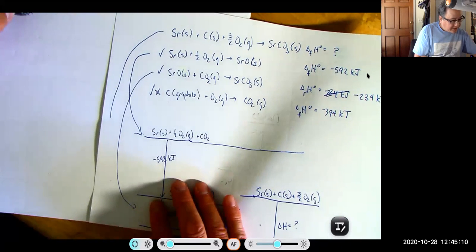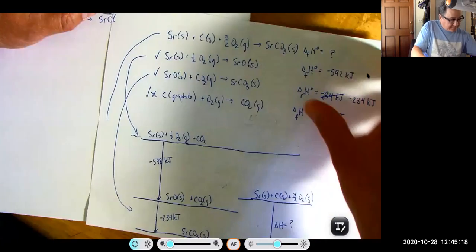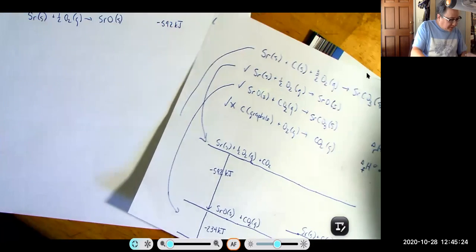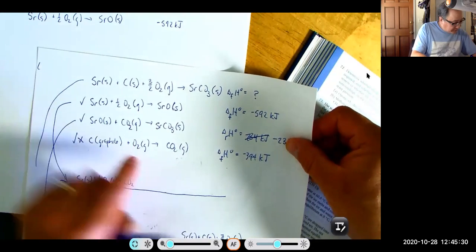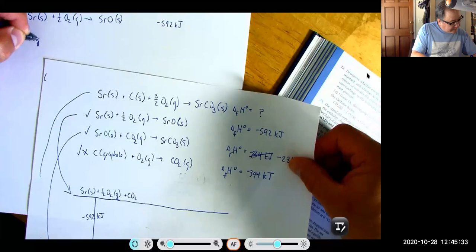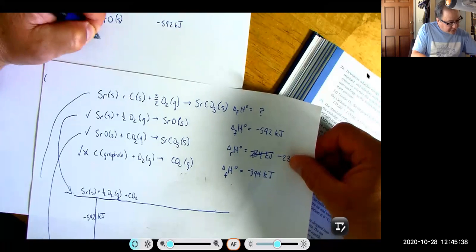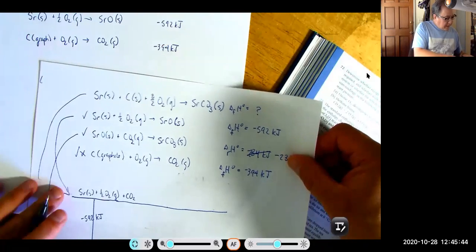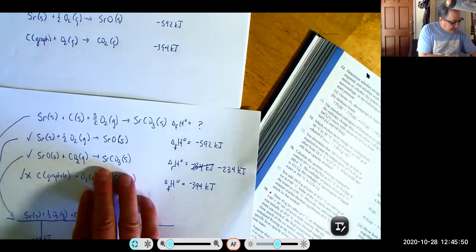So we've got strontium solid plus 1/2 O2 gas gives you strontium oxide solid. And that's minus 592 kilojoules. The reason we like that one is because that's Sr. This one will give us the carbon. So we'll add carbon graphite plus O2 gas gives you CO2 gas. And this is minus 394 kilojoules. And then we need our strontium carbonate, and that's where we have this reaction.